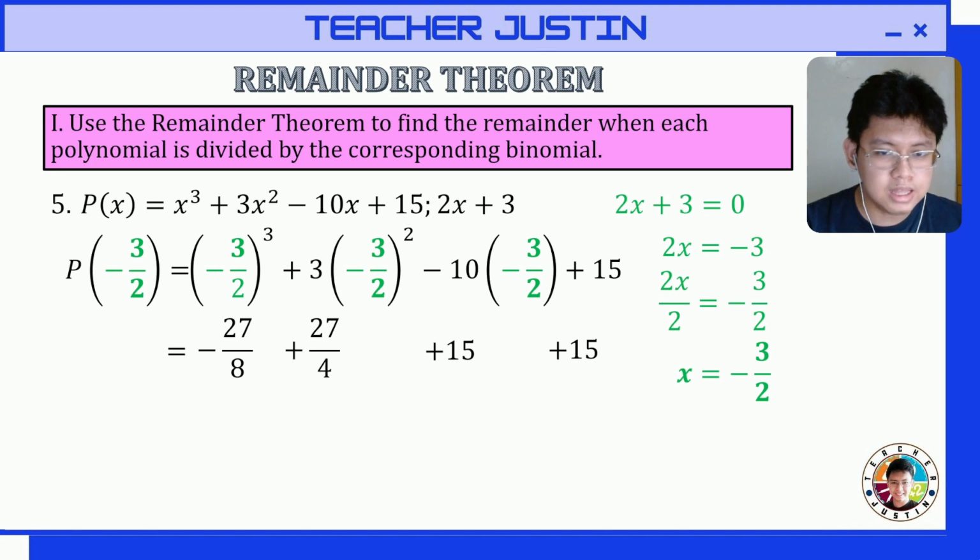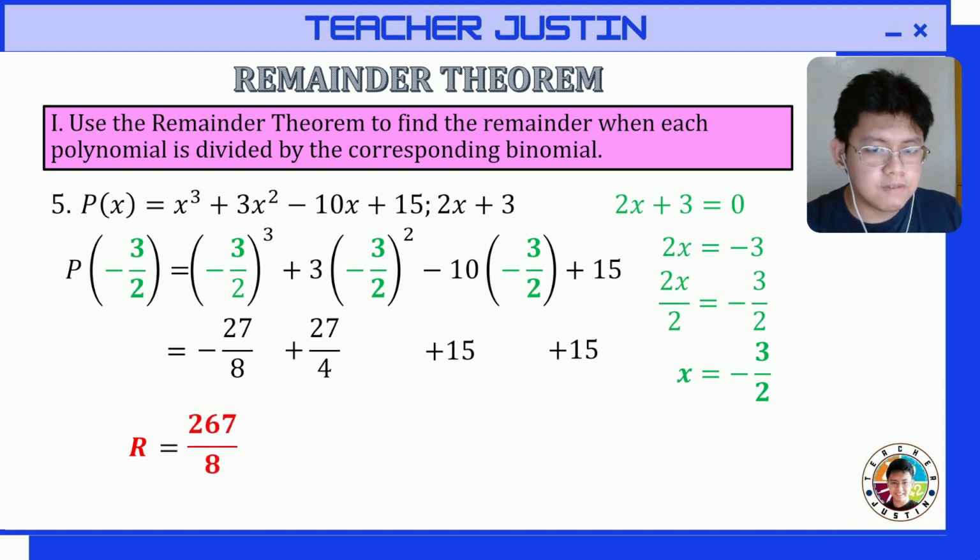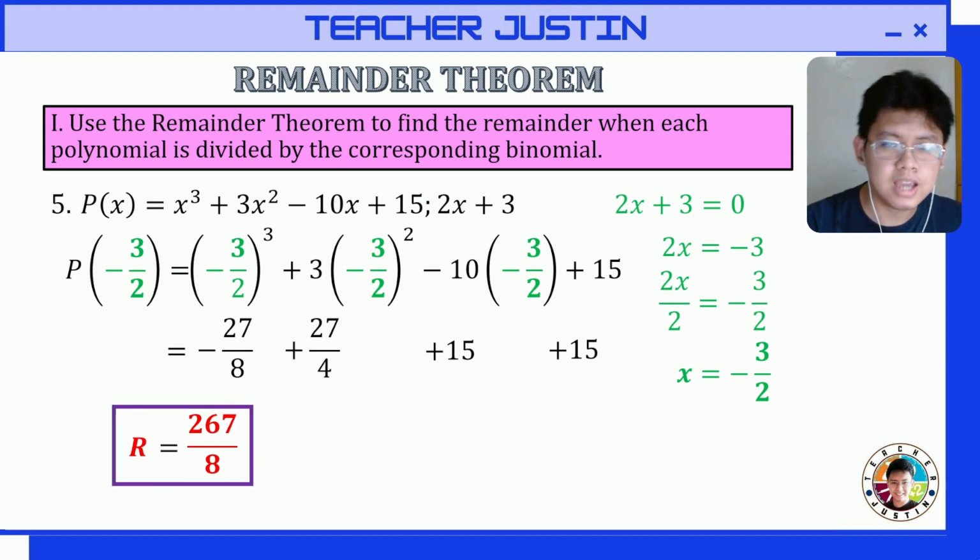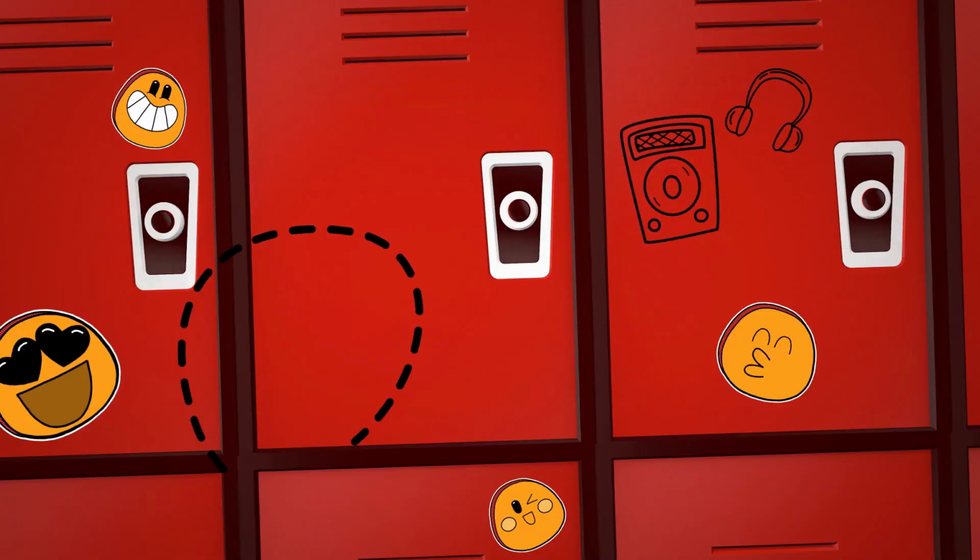Now, let's combine our numbers and then we will get the value of our remainder, which is equal to 267 over 8. And that will be our remainder when we divide our polynomial by the binomial 2x plus 3. And that's it. Ta-da! Alright.